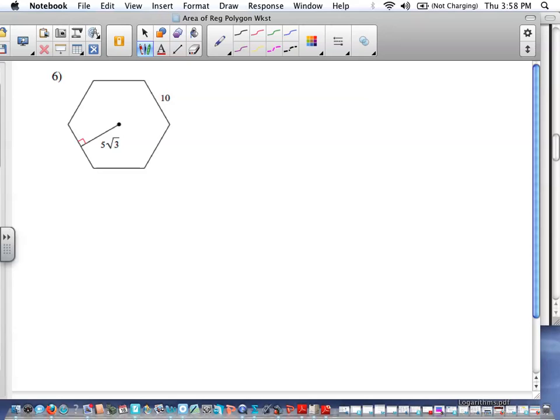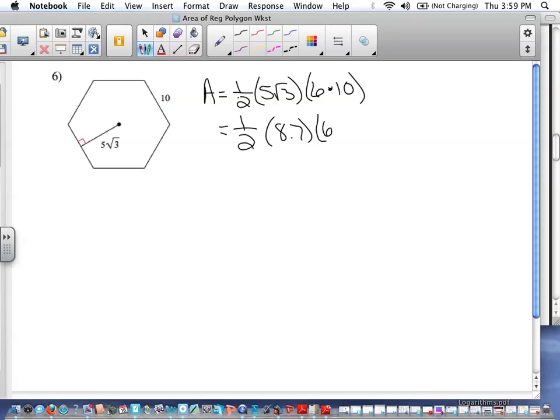Number 6, again, I have the apothem, I have the length of a side. This is a hexagon, so the area is equal to 1/2 the apothem, 5 root 3, times the number of sides times the length of each side, which is 10. Again, you can get that 5 root 3 in decimal form, and that would be 8.7 times 6 times 10, which will give you an area of approximately 259.8 units squared.